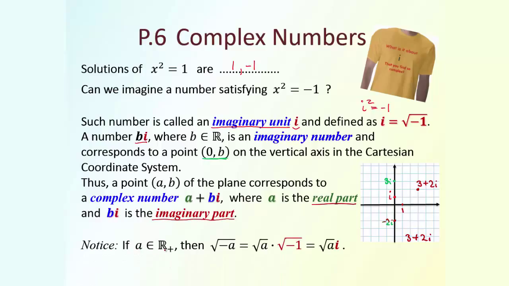Notice that if a is a real positive number, then the expression root of negative a can be seen as root of negative 1 times a, which means we can separate root of a from root of negative 1. However, root of negative 1, from the definition, is the same as the imaginary number i. So overall, this will be root of a times i. Particularly if we want to see root of negative 4, that will be the same as root of 4, which is 2, times root of negative 1, which is i. That will be the same as 2i.